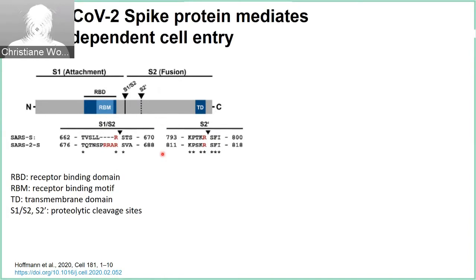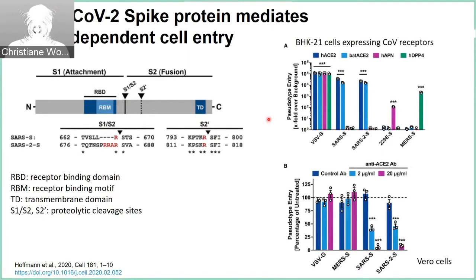In a recent study that was just published in Cell, Hoffmann et al. demonstrated that ACE2 is the receptor for SARS-2. You can see the data on the right side here. What these authors did is that they used a pseudovirion assay. So instead of using the entire SARS-2 virus, they took a VSV, a vesicular stomatitis virus, and replaced the G glycoprotein with the spike proteins of these 4 coronaviruses.